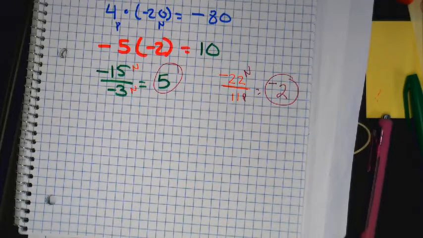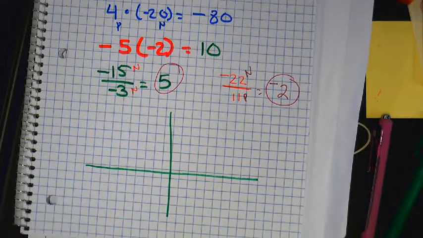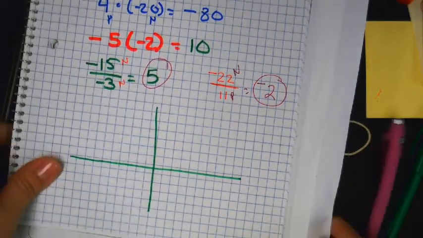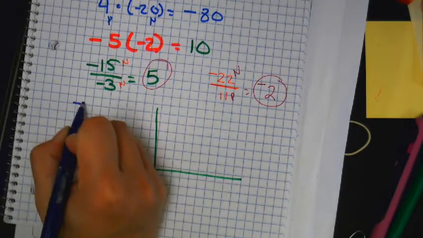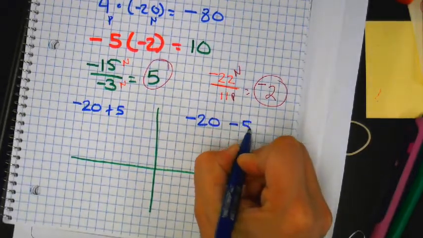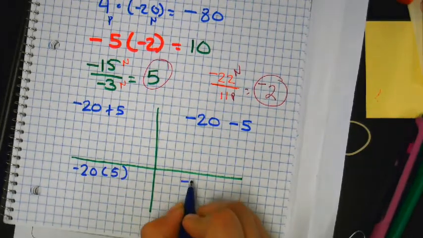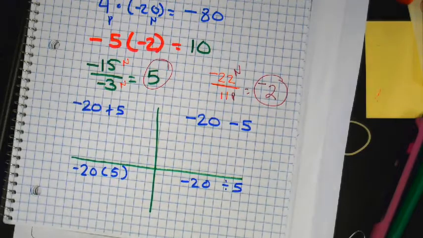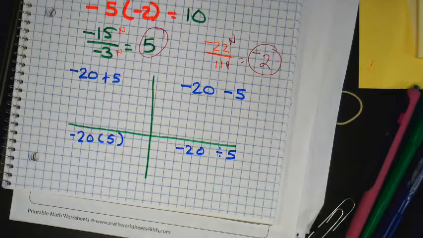Can I use the Dorito Man for adding and subtracting? No. Okay, I'm going to give you 4 problems using the same numbers. So, for example, negative 20 plus 5, negative 20 minus 5, negative 20 times 5, and negative 20 divided by 5. Same two numbers, 4 different operations. Do you think you're going to get the same answer for each problem? No. You'll have 4 different answers.